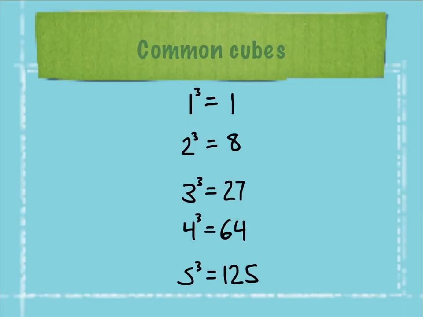These are common cubes that we have. So 1 cubed is 1. 2 cubed is 8. 3 cubed is 27. 4 cubed is 64. And 5 cubed is 125. These are common ones that you'll see in the examples and in the homework. So it's important to know these.